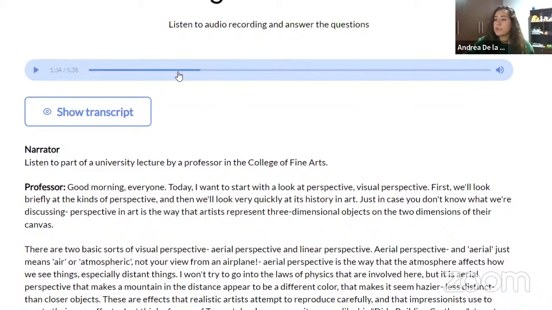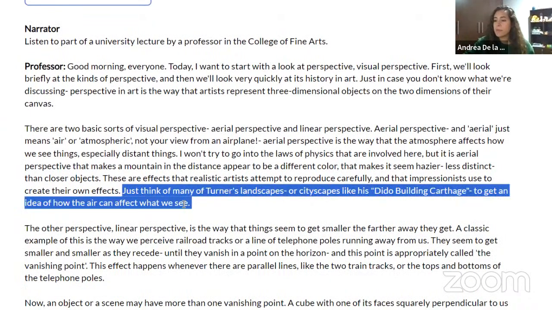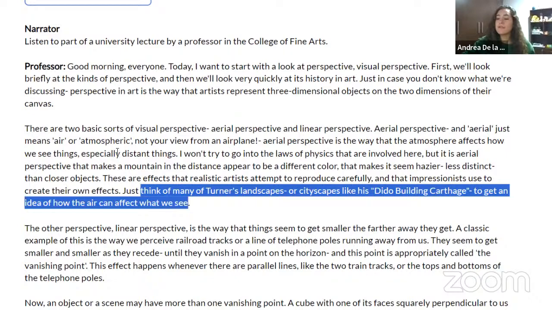I don't know if you guys noticed, but there was a small pause in between the two ideas, right? When the professor was finishing this paragraph, how the air can affect what we see, the professor lowers his voice a little bit, makes a pause, and then raises his voice again to start with the next idea, right? Another perspective, linear perspective is. So you guys need to be able to identify those pauses, identify when the professor starts and finishes an idea, because that's going to be key for your note taking.